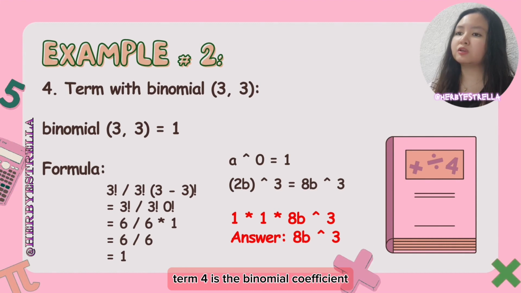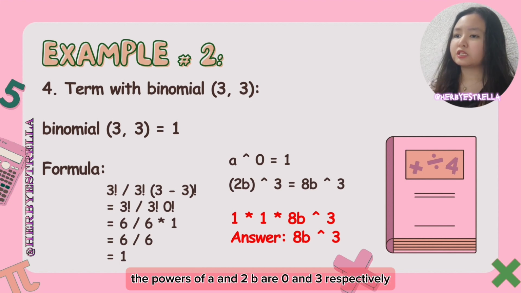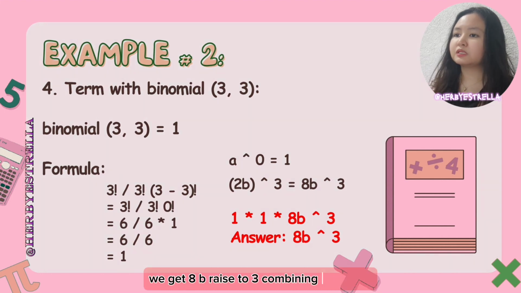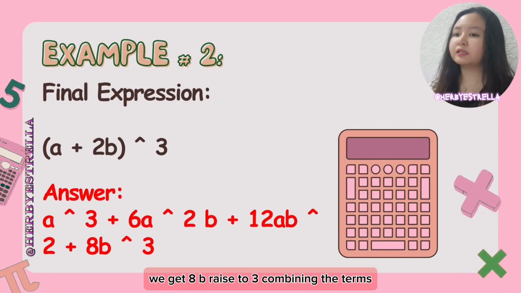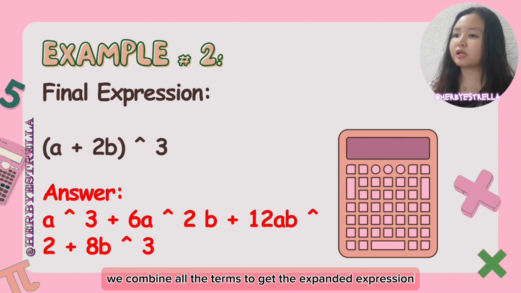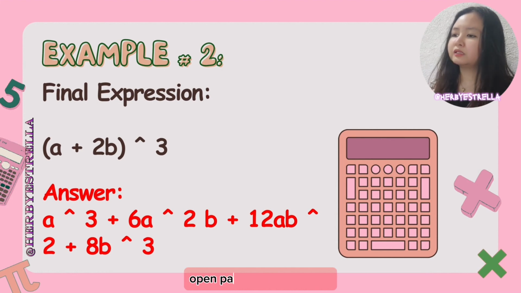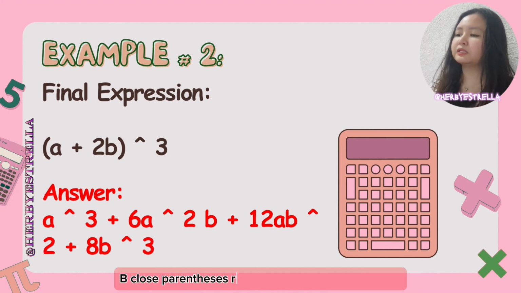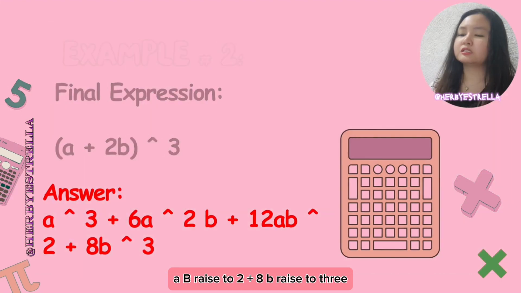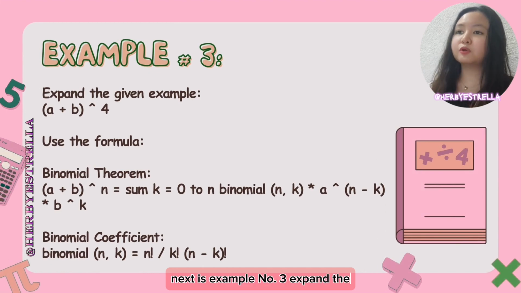Term 4, the binomial coefficient C(3, 3) equals 1. The powers of a and 2b are 0 and 3 respectively. Multiplying this together, we get 8b^3. Combining the terms, finally, we combine all the terms to get the expanded expression (a + 2b)^3 equals a^3 + 6a^2b + 12ab^2 + 8b^3. Next is example number 3.